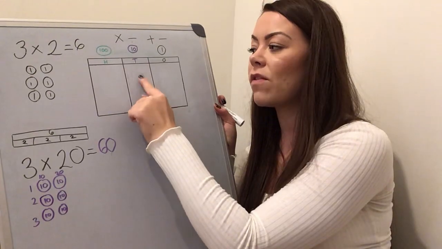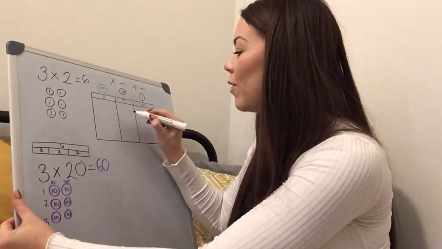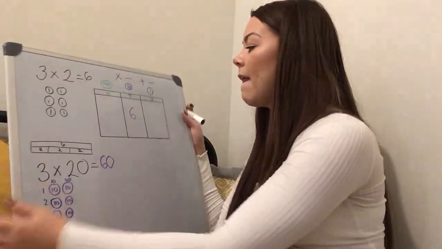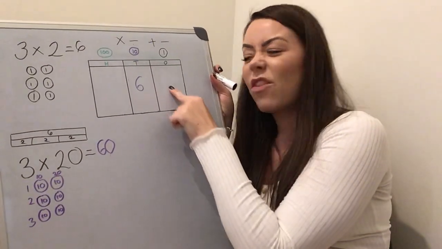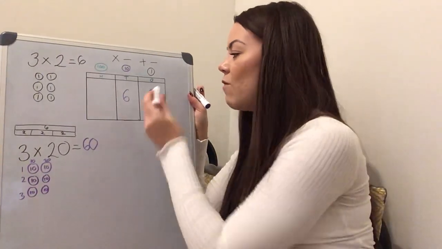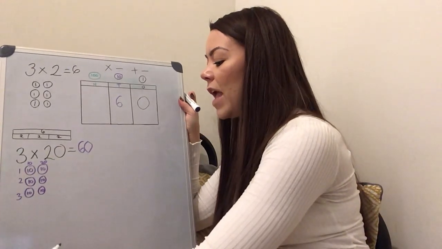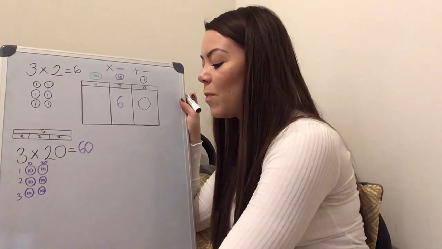So I'm going to go to my tens column. And what do you think I need to write in there? Yeah, 6 tens. So I'm going to do a 6. But what do I need to write there to show that there aren't any ones? I need to do my 0. Okay, so we've made it 10 times bigger.